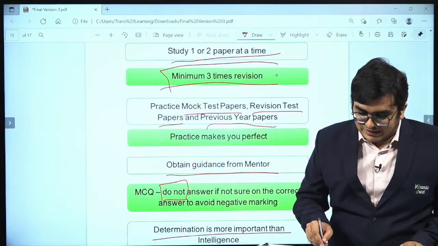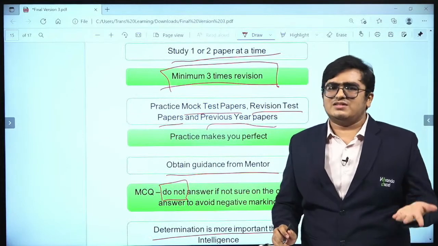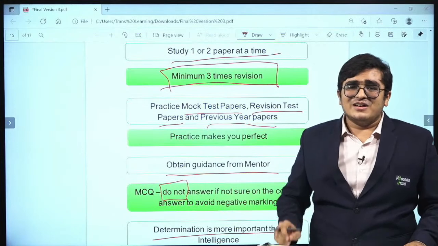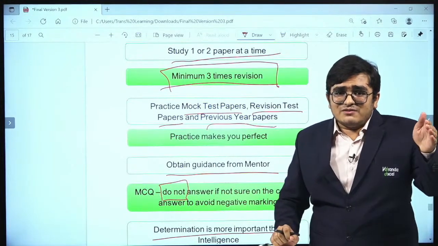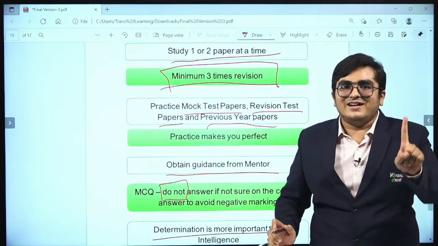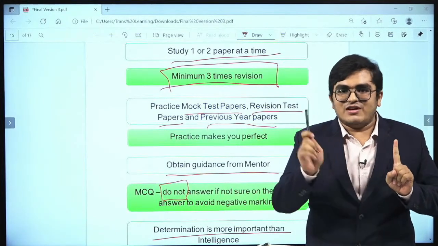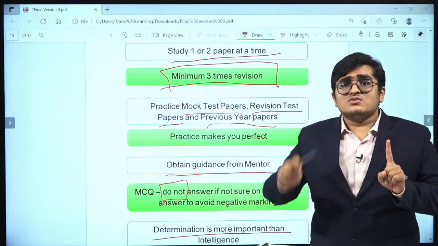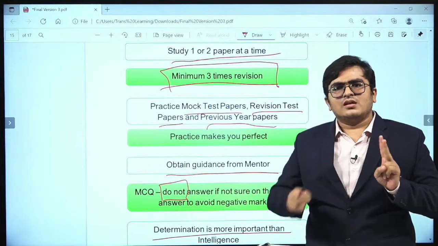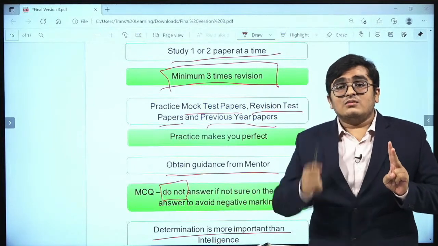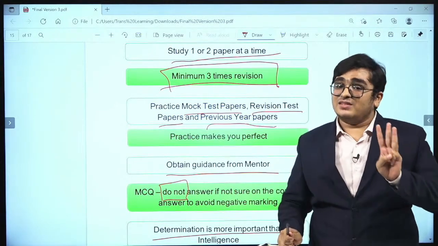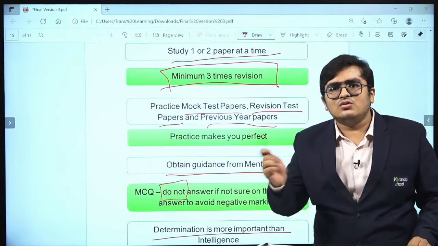Next, minimum 3 revisions. Sir, how can we achieve that, sir? Don't worry. That's why we are here, right? What we basically do is, once the lectures for 1 chapter are done, we conduct a chapter test. 1 revision done. Once 1/3 of your portion is done, we conduct a midterm test. Your second revision is done. Once your entire course is completed, we conduct a mock test. Third revision is done. And then you go and give your exam.